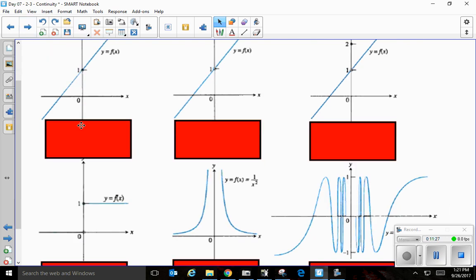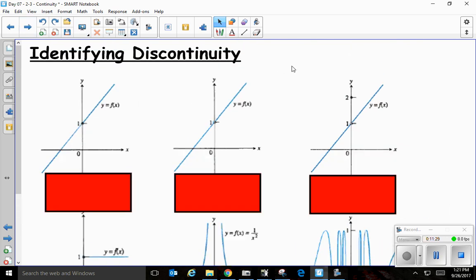There are different identities for discontinuities. We recognize certain discontinuities. This first one here is actually continuous. I can draw that straight line without lifting up my pencil once. Because there's a dot there. That is not a hole. That is a straight line. In fact, it is continuous. Why is the second graph on the top not continuous?